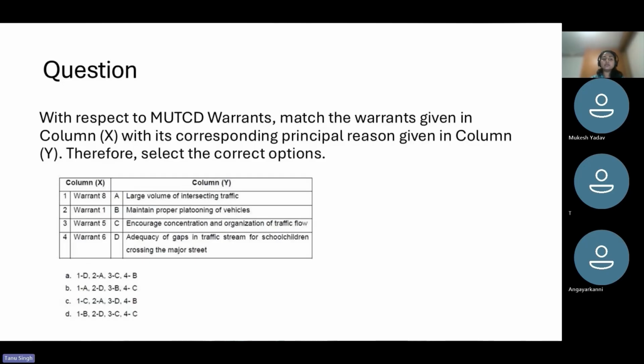I would request you to answer the question in the chat box. Which of the following options is correct regarding the warrants?